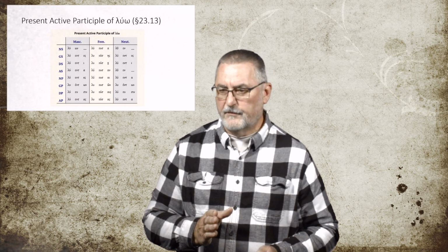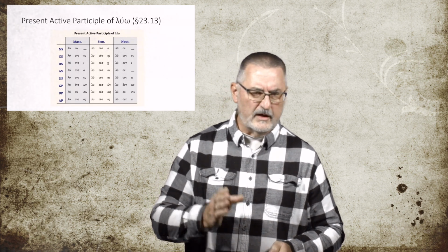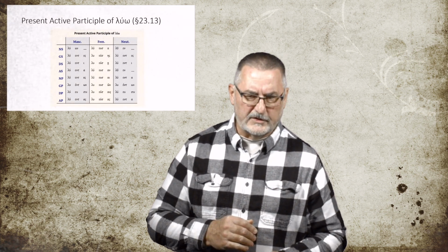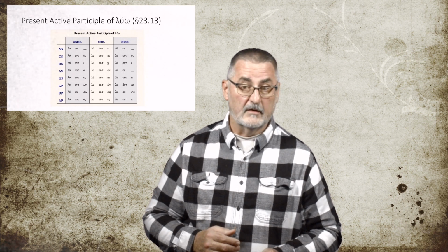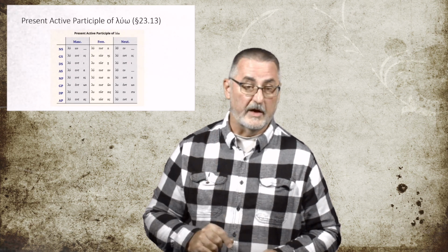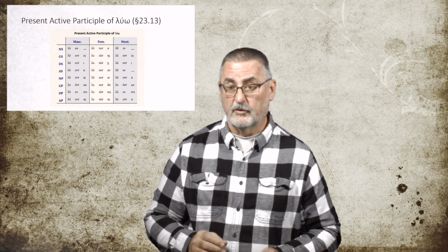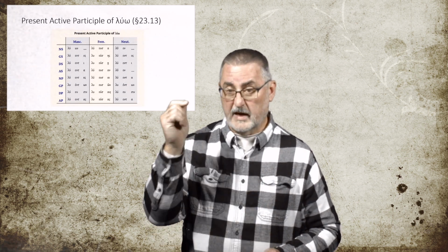It's probably helpful to understand that the masculine and the neuter follow third declension patterns as far as the endings. The feminine follows a first declension pattern. So sometimes this chart would be labeled 3-1-3. That is masculine third declension, feminine first declension, and neuter third declension.